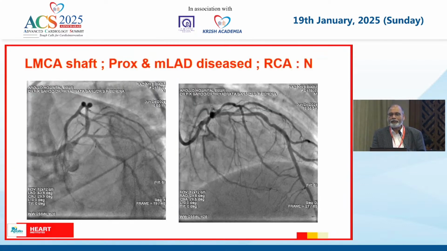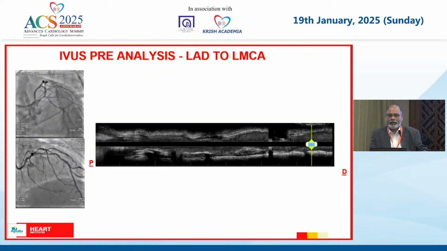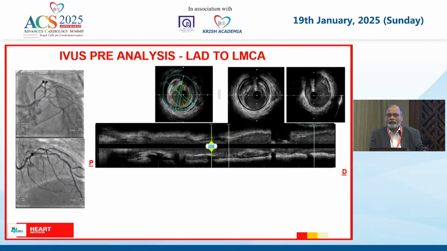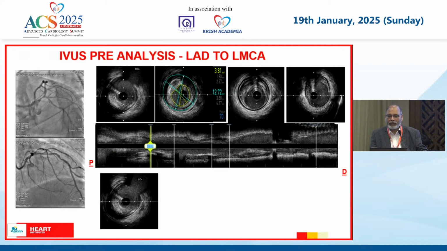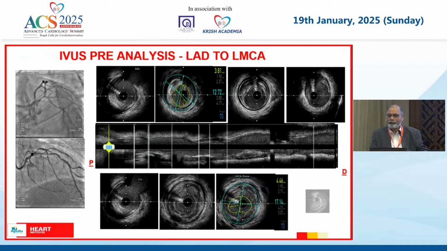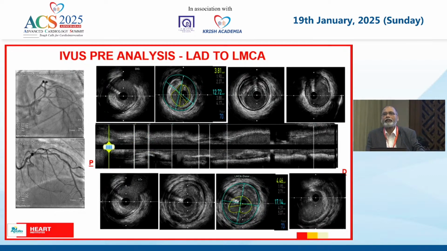But at the same time, if I show this case, this is a shaft left main with a LAD, where I went ahead with IVUS, and I saw that there was a very fibrotic plaque and the area was significantly occluded.